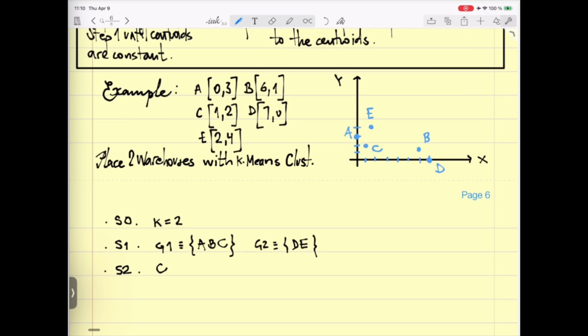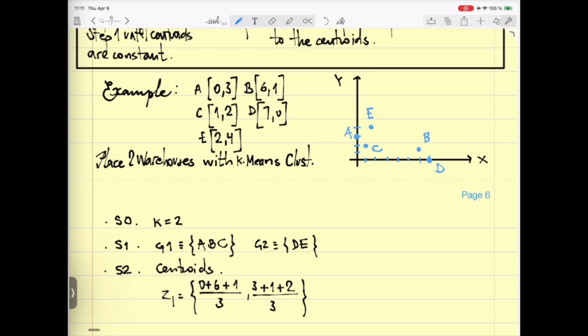Step 3 is just to calculate the centroids of the groups. So the centroid of group 1 has the following coordinates. We take the x coordinates of A, B, and C, so 0 plus 6 plus 1, okay? 0, 6, and 1, the x coordinates of A, B, and C divided by 3. And then the y coordinates, 0 plus 1 plus 2 divided by 3.